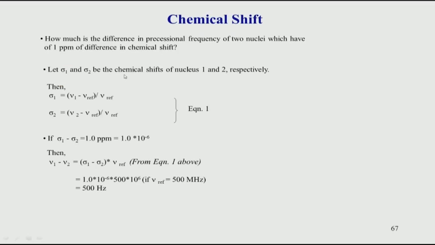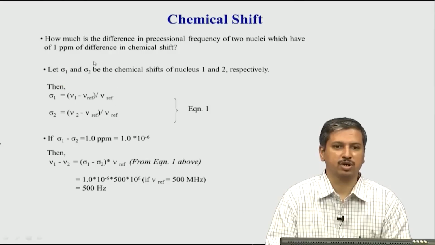Now let us do a simple calculation. Let us ask this question: suppose I have a difference in chemical shift of two nuclei which is 1 ppm. How can we calculate this in terms of hertz? This is a very important conversion we do routinely in NMR, converting the ppm scale into the hertz scale and vice versa. So how do you convert ppm into hertz?